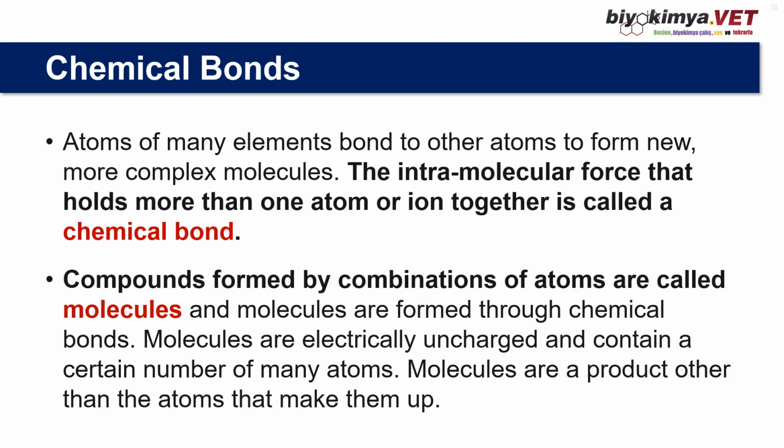Compounds formed by combinations of atoms are called molecules, and molecules are formed from chemical bonds. Molecules are electrically uncharged and contain a certain number of atoms. A molecule is a product other than the atoms that make it up, and it has completely new properties and is held together by interatomic bonds. All the atoms that make up the molecule react, and there is no loss of particles.